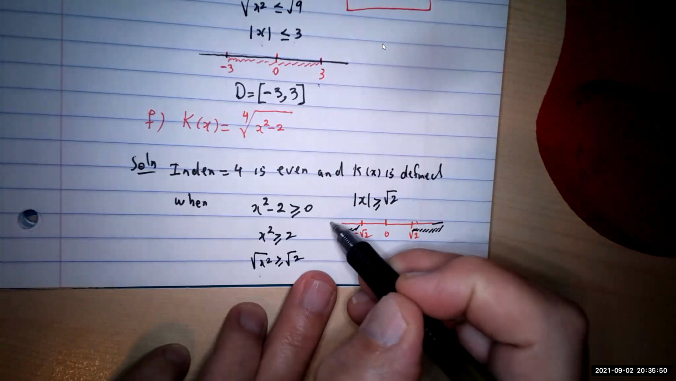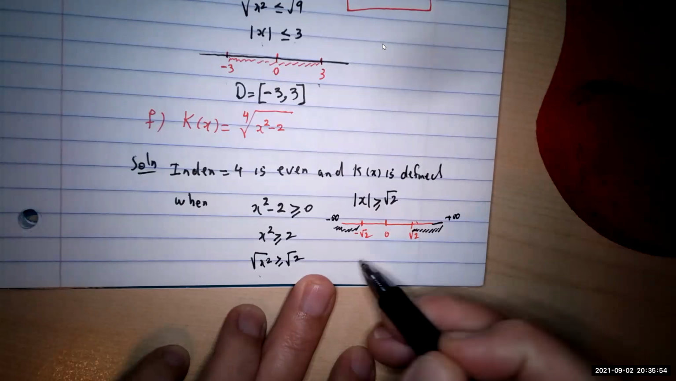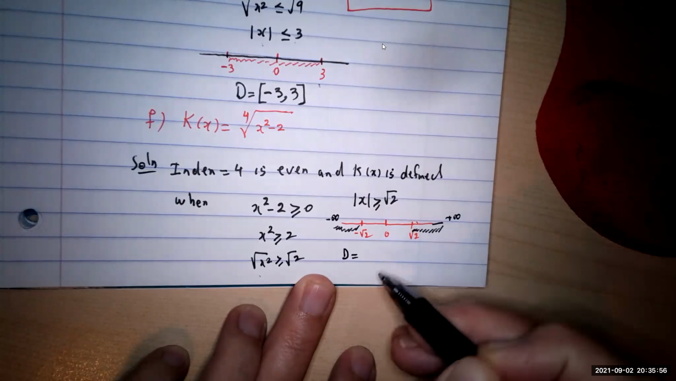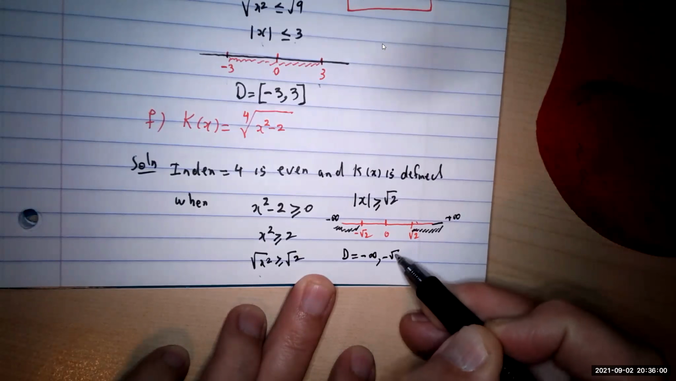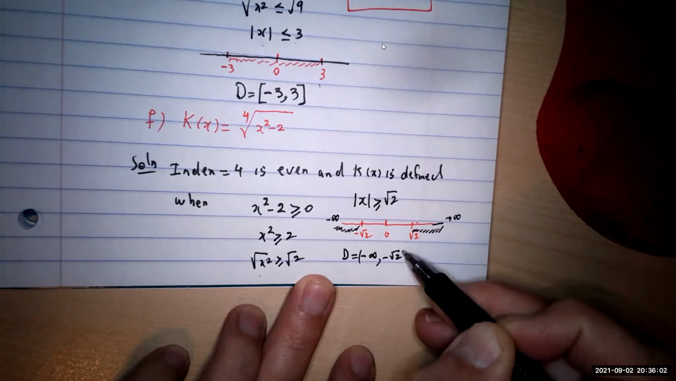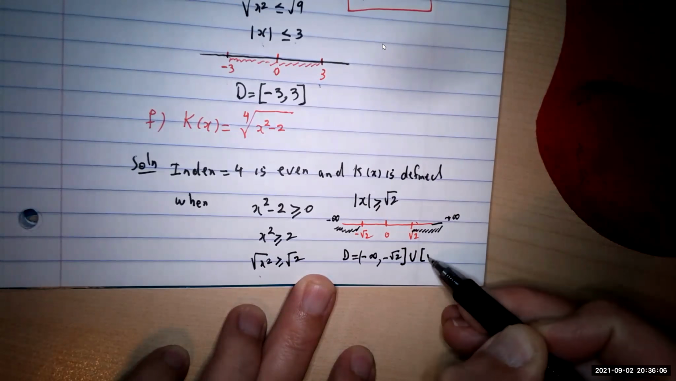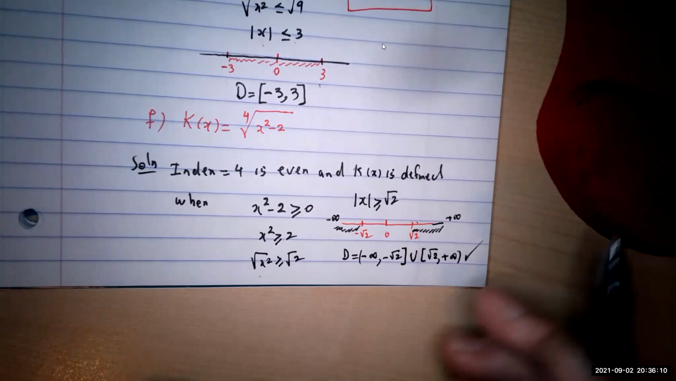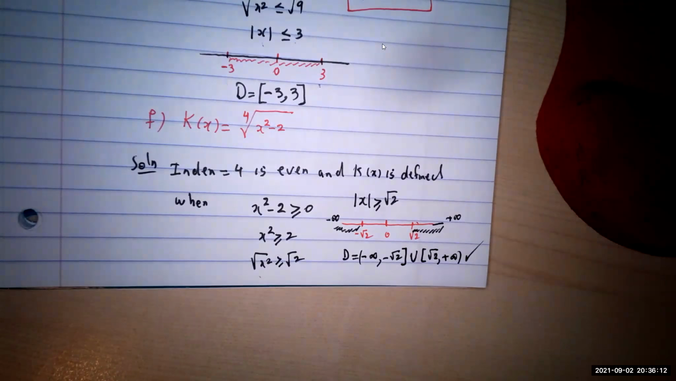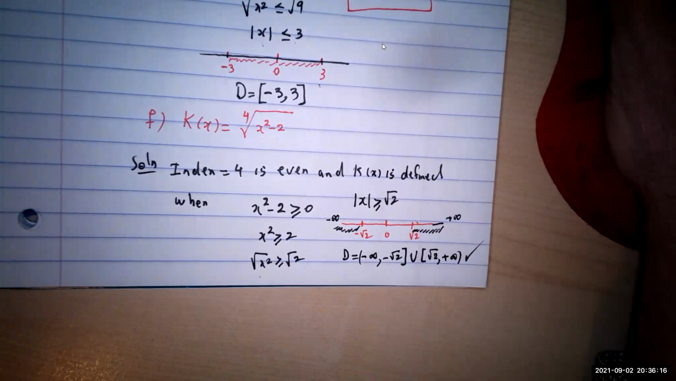So I'm going to write it. This is negative infinity and this is positive infinity. So what's going to be the domain? Two portions: negative infinity up to negative radical 2, a parenthesis, a bracket, union with a bracket, radical 2, and positive infinity. That would give you the domain of the function. Okay, so that's the one that we're going to have.